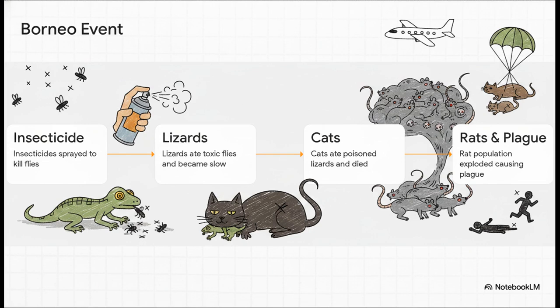Right? Wrong. Because then the local lizards ate those poisoned dead flies. The toxins didn't kill the lizards immediately, but it slowed them down, making them super easy prey for the local cats. So the cats ate the toxic lizards, and then the cats died. With the cats basically wiped out, the rat population absolutely exploded. And because of the rats, a terrifying plague erupted, killing a lot of people. It got so bad, the government literally had to import cats from other countries just to fix the ecosystem.